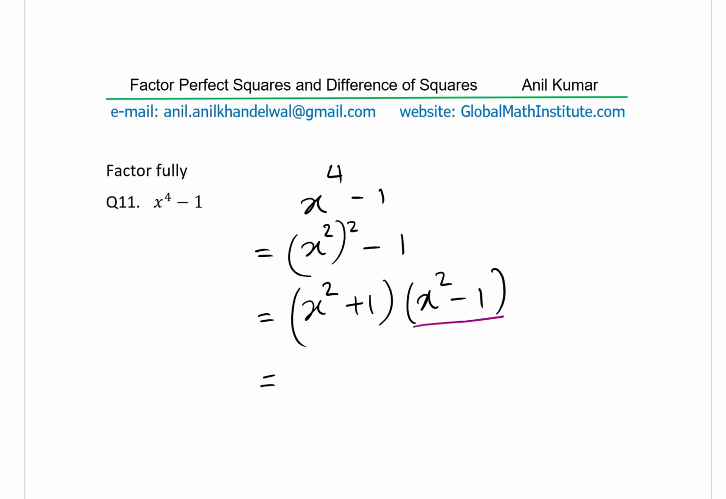It is factored fully, right? X square plus 1 cannot be factored further, but x square minus 1 can be written as x plus 1 times x minus 1. So that becomes your answer. So you have to do it.